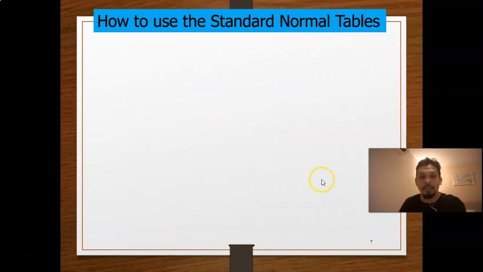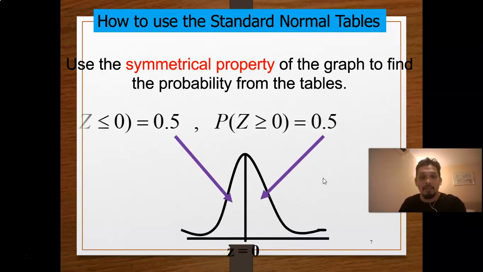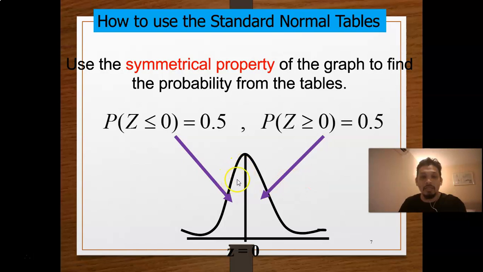Okay, never mind. How to use the standard normal tables? Use the symmetrical properties of the graph to find the probability from the tables. Each area on the left side is equal to the area on the other side. As I mentioned just now, the total area between the curve and x-axis is equal to 1, and it is symmetrical with a mean equal to 0. So the area on the left side is half, which is 0.5, and on the other side is also 0.5.